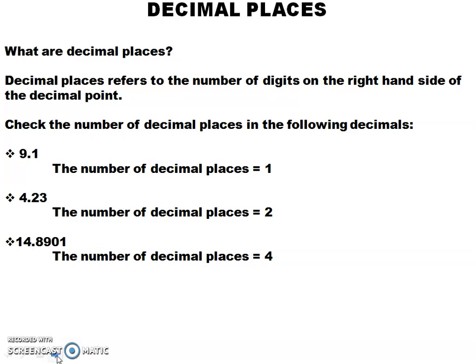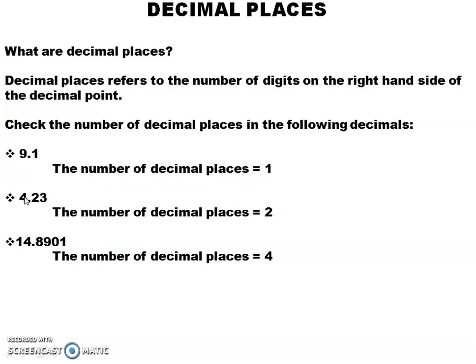Before going to multiplication, just revise what decimal places are. Decimal places refers to the number of digits on the right hand side of the decimal point. That is, how many digits are there after the decimal point. How many decimal places are there? Here only one number is there after the decimal point. So the number of decimal places is equal to 1.